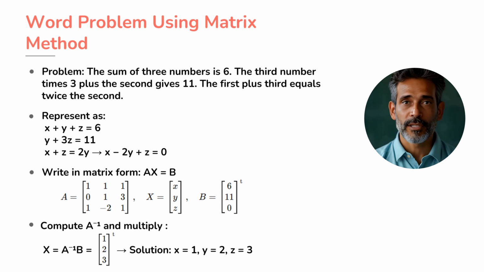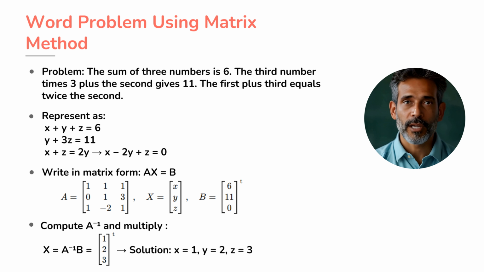Let's try a word problem. The sum of three numbers is 6. If we multiply the third number by 3 and add the second, we get 11. And the first plus the third equals twice the second. Let's name the numbers x, y, and z. The equations become x plus y plus z equals 6, y plus 3z equals 11, x plus z equals 2y, or rearranged as x plus y plus z equals 6, 0x plus y plus 3z equals 11, x minus 2y plus z equals 0.